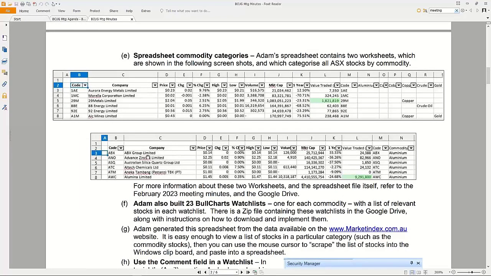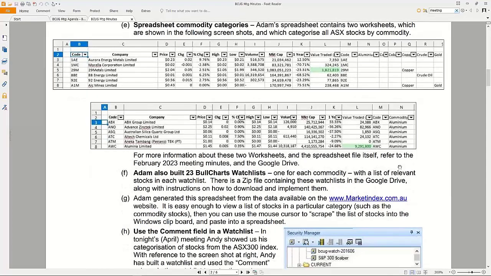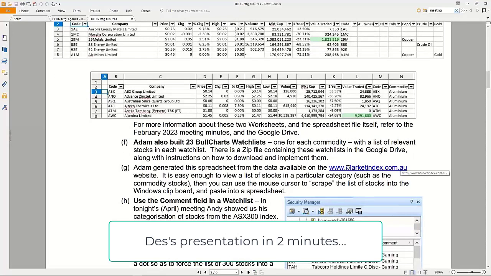And the second worksheet listed here, there's an example of it, has a whole lot of entries in it, potentially several for each security, indicating which commodities they are involved in. So there are 2 different views of the same material, and that's in the Google Drive as well.